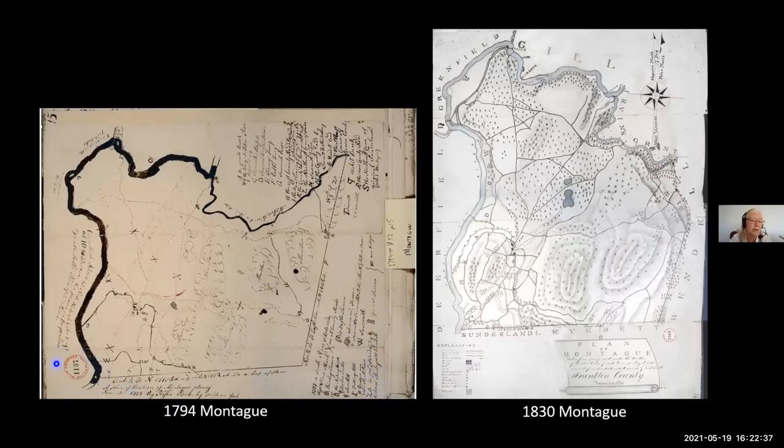State Archives mark. Directions of the lines. You can see there was a change. A little piece of land went away that was in Montague at the time of the first map in 1794 and not in 1830.